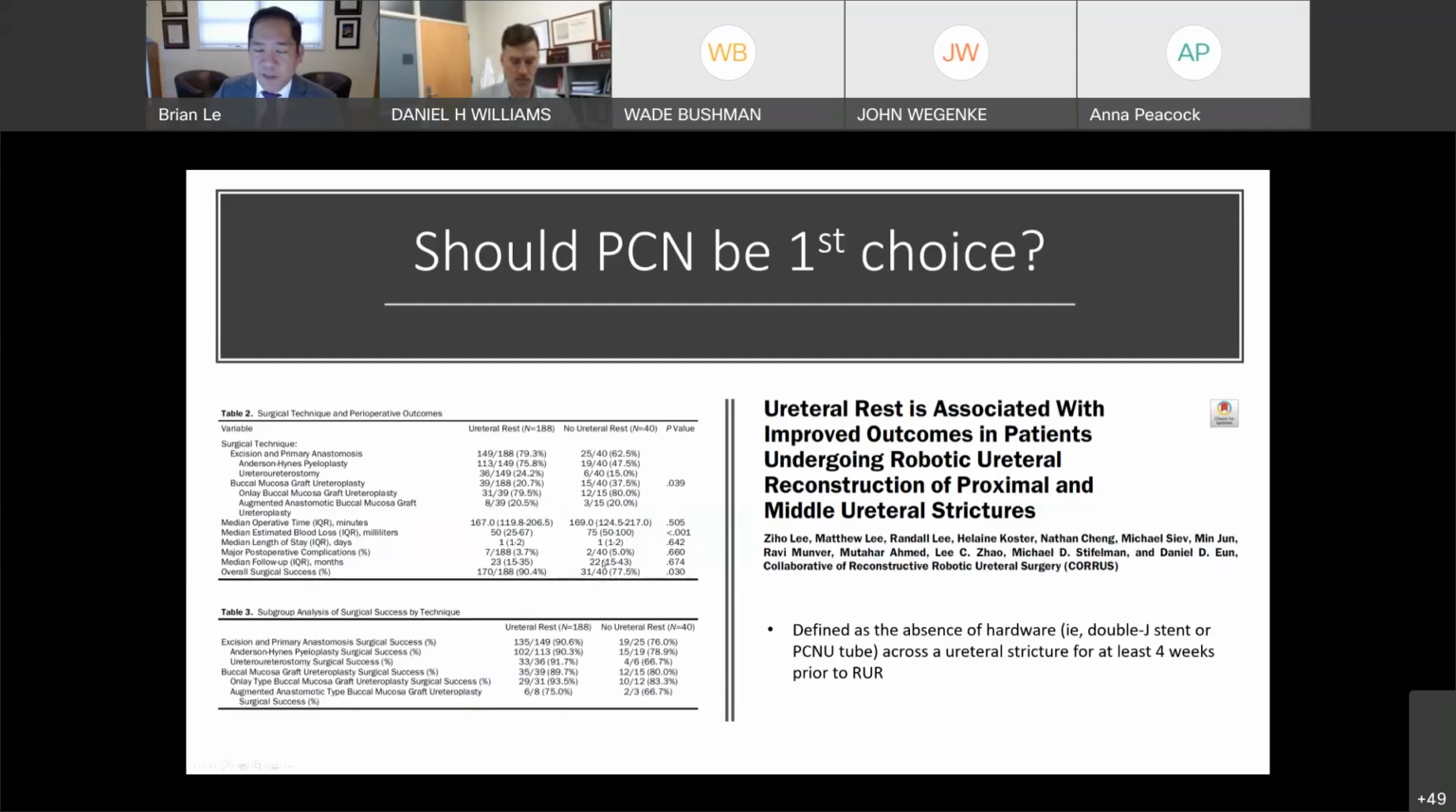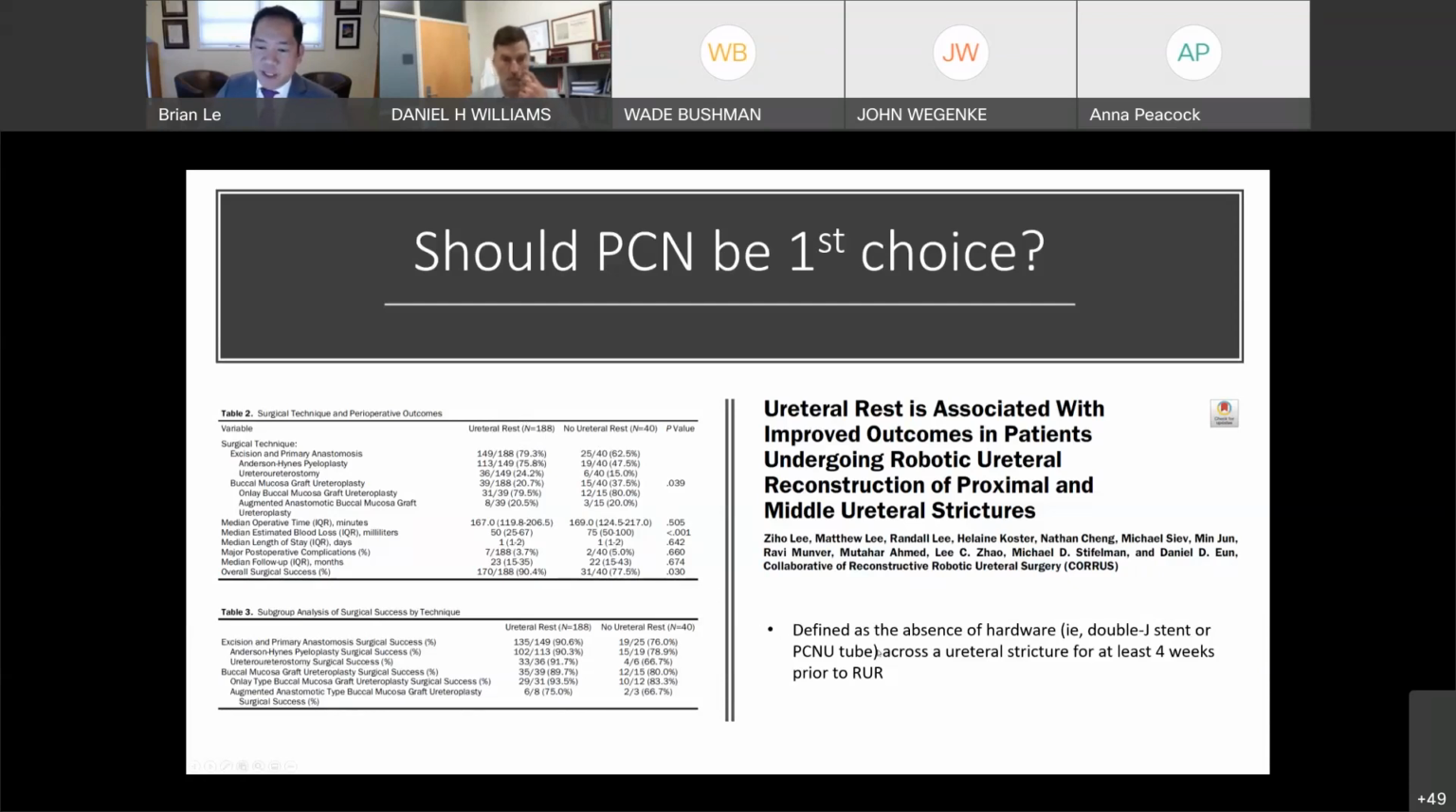And obviously, this is a very select group. We're talking about level C evidence here. So let's just look at some of the numbers they talk about. This is a bunch of robotically trained surgeons that formed a consortium that they call the Collaborative of Reconstructive Robotic Ureteral Surgery. And they basically show on the left side, ureteral rest, they tend to get slightly better outcomes than no ureteral rest.